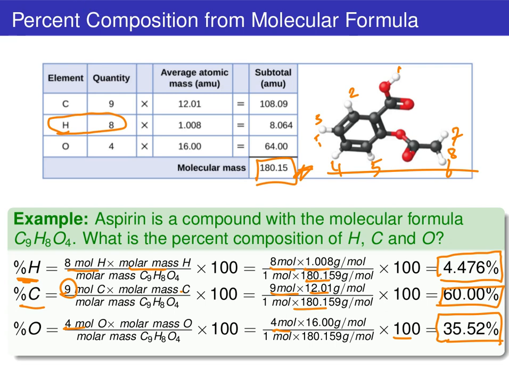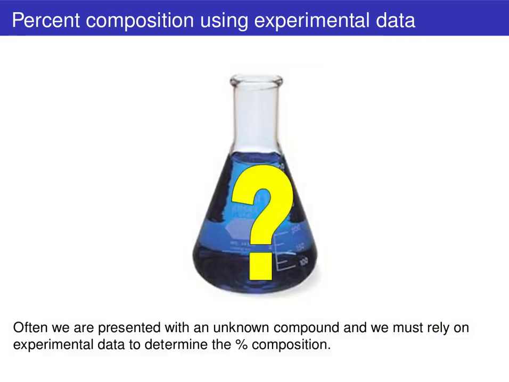Okay, so this approach to finding percent composition works great if you have a molecular formula. Of course, oftentimes in practice, we don't have a molecular formula. So now what we want to do is explore some techniques for how we can determine percent composition using experimental data. In other words, we don't know the molecular formula. We've got some unknown compound here, and we're going to start off doing some preliminary analysis, answering the question, what is the percent composition for this unknown compound?